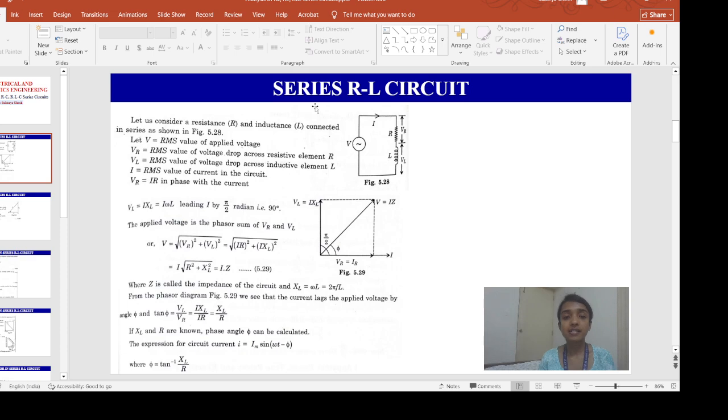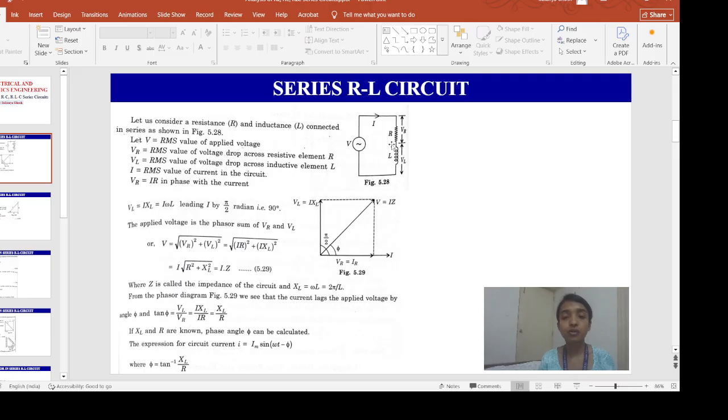First we will consider the series RL circuit. Let us consider a resistance R and an inductance L connected in series, and we are applying an AC voltage source. V is the RMS value of the applied voltage, VR is the RMS voltage drop across the resistance, VL is the RMS voltage drop across the inductor L, and I is the RMS value of the current flowing through the circuit.